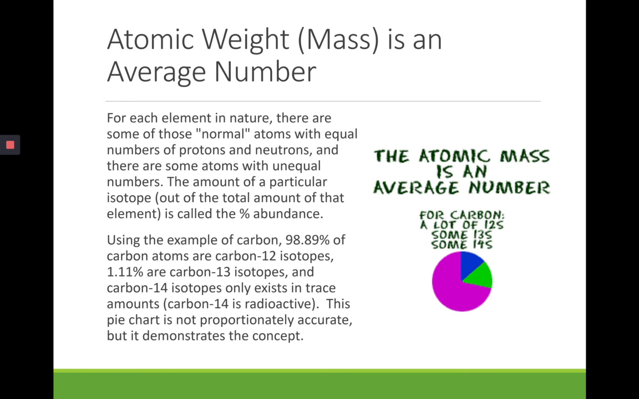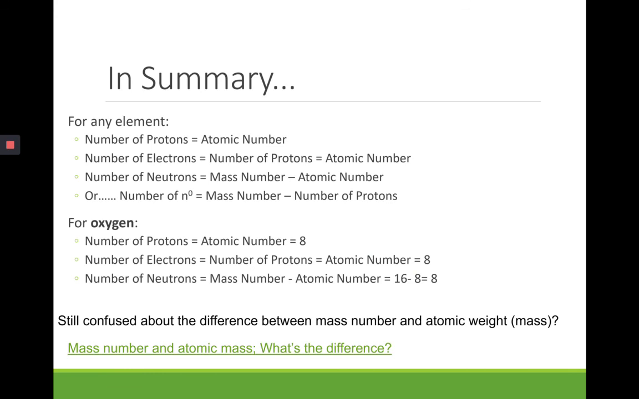So in summary, for any element, if you know the number of protons, you know the atomic number, because atomic number is just number of protons. If you know the number of protons, then you know the number of electrons, because in this class, all of the atoms we look at when we're figuring out that information are going to be electrically neutral. When you look at mass number and you have number of neutrons, you can figure out the number of protons. Or if you have the number of protons and mass number, you can figure out the number of neutrons.